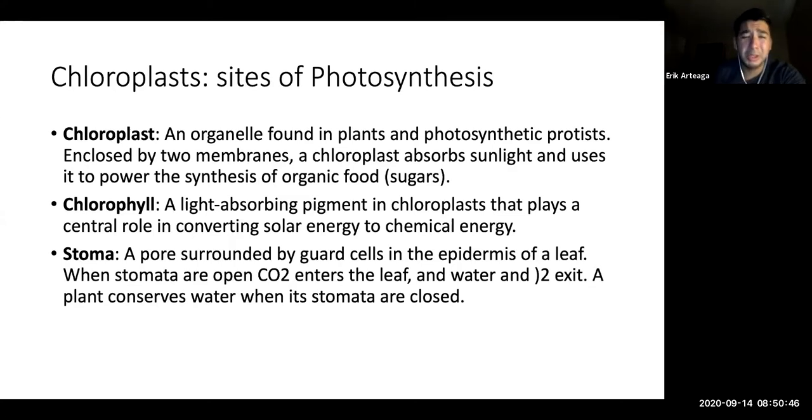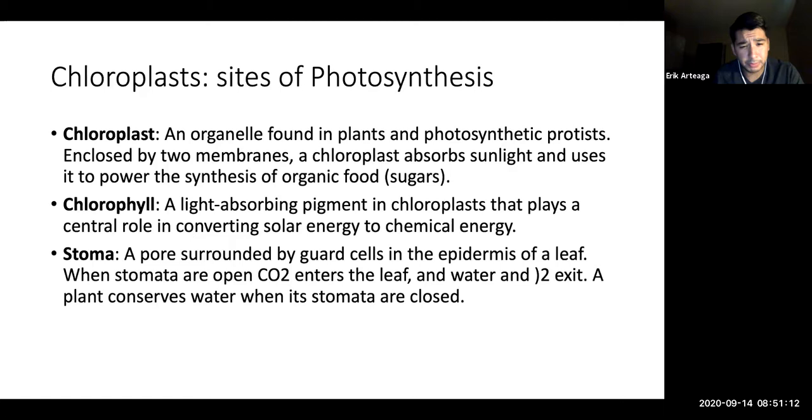Chlorophyll is a light-absorbing pigment in the chloroplast that plays a central role in converting solar energy to chemical energy. Again, we'll talk about chlorophyll A and B, the pigments that are used to absorb the light and harvest that energy in order to fix the carbon dioxide into a sugar.